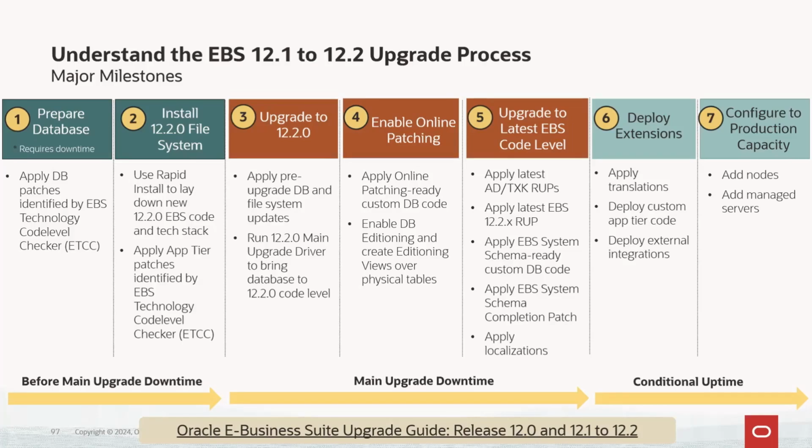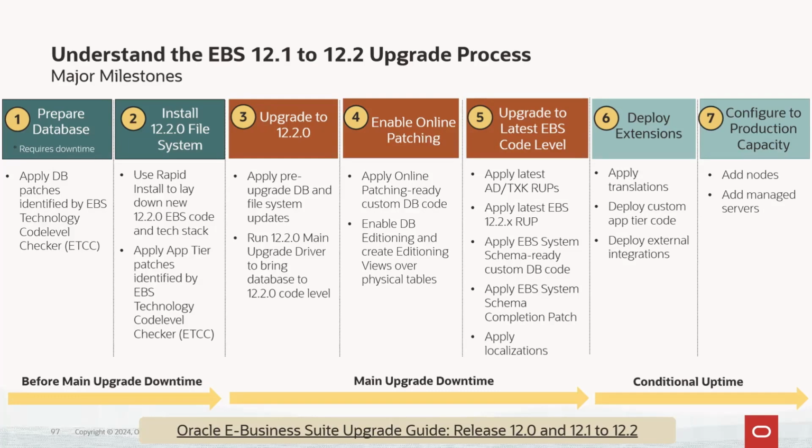Step 5 is basically about upgrading to your target eBusiness Suite code level, which will involve applying the latest AD and TXK RUPs such that you get the latest patching technology. You'll also then apply your target eBusiness Suite 12.2.x RUPs. This is where you'll also apply your eBusiness Suite system schema ready custom database code and run the completion patch. There will have been various other steps before related to the schema migration, apply localizations, and so forth.